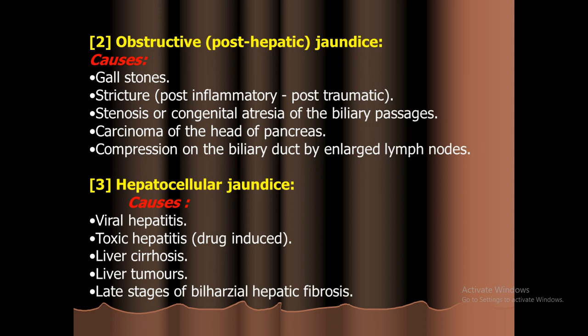All of these cause obstruction in the biliary tree, so bilirubin is not passed through its normal pathway, and the cause here is obstruction. The third cause is a disease or pathology in the liver itself, in the hepatocytes, that can't metabolize the bilirubin: hepatitis, whatever the cause, viral or toxic, tumors in the liver, or cirrhosis, and we will learn the meaning of cirrhosis a few minutes later.